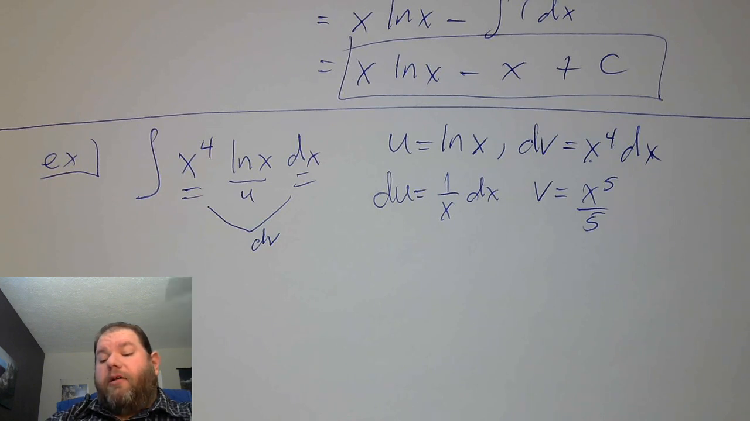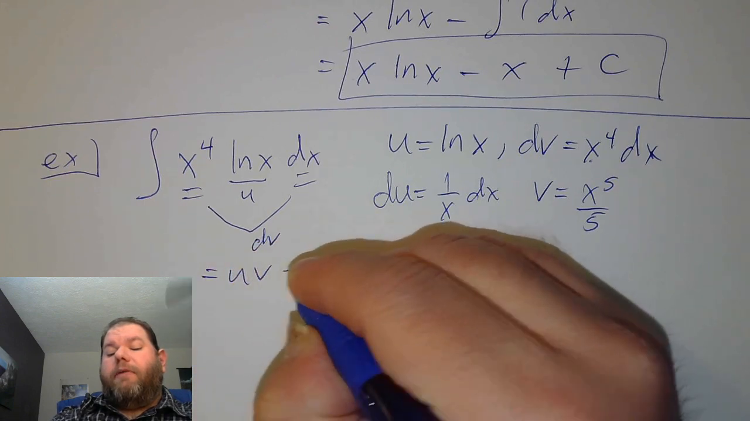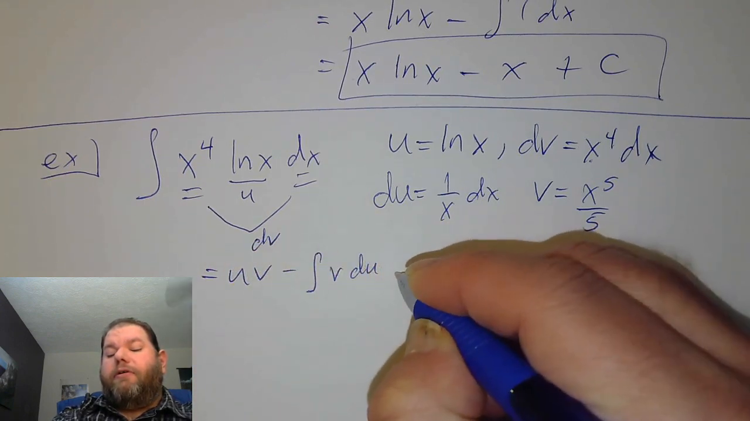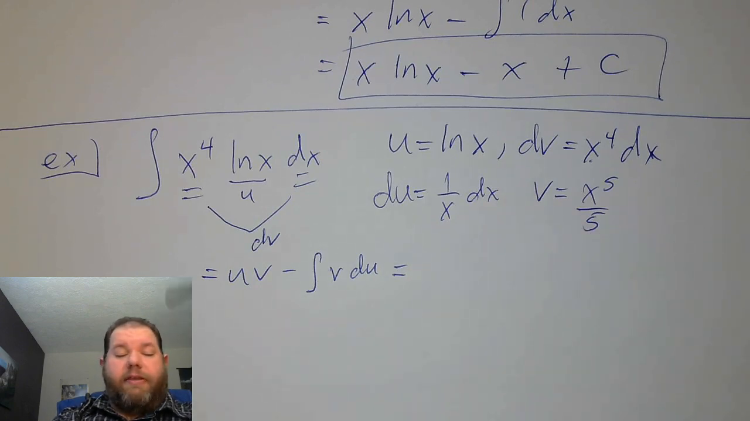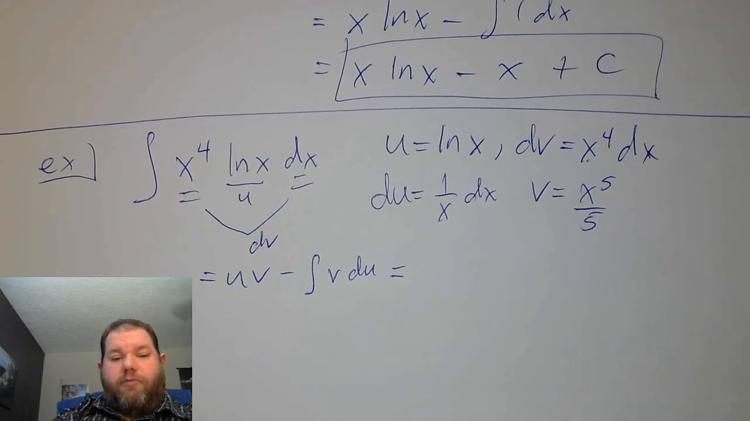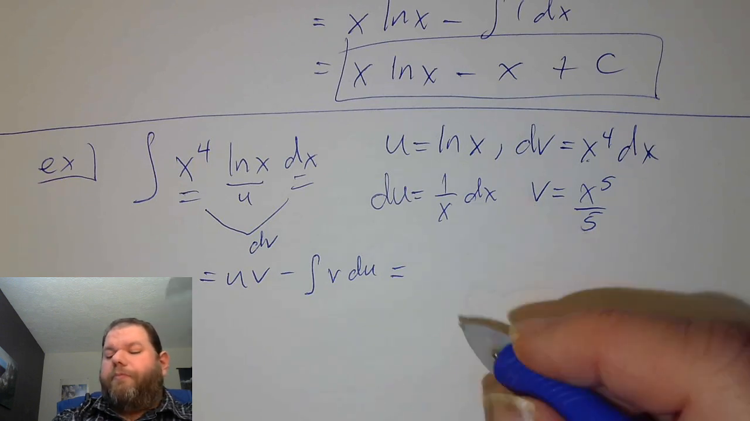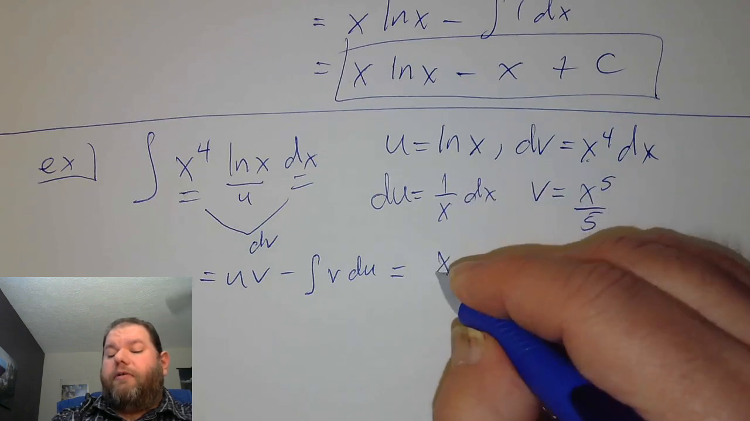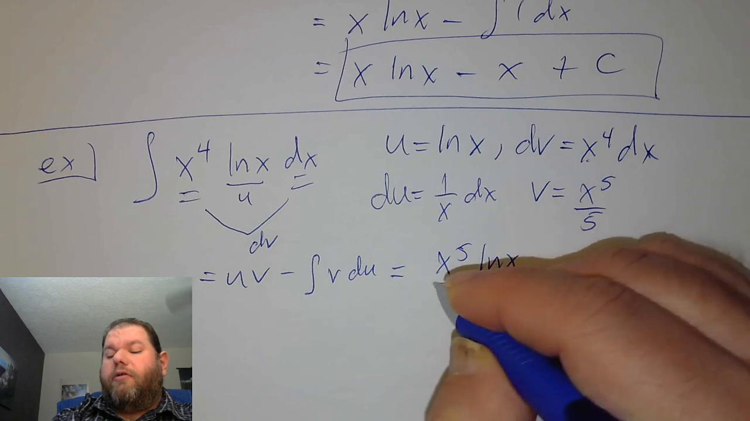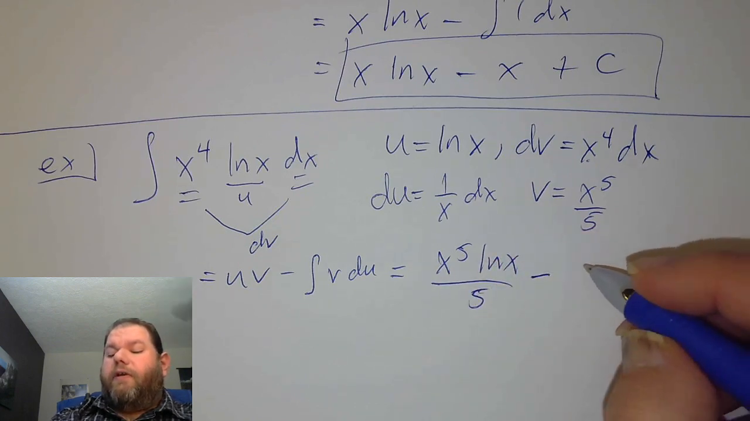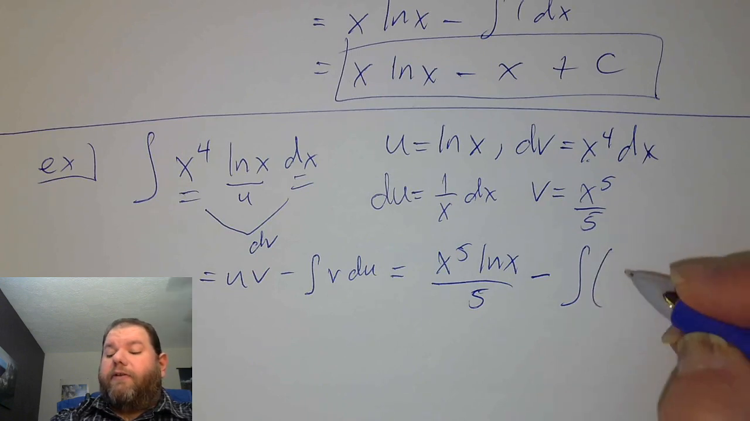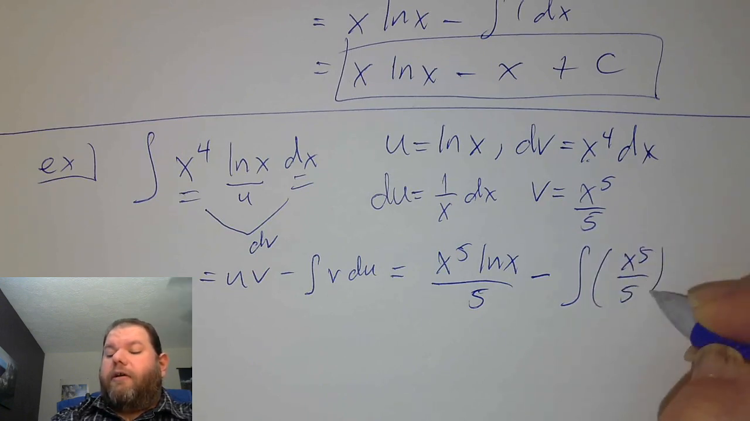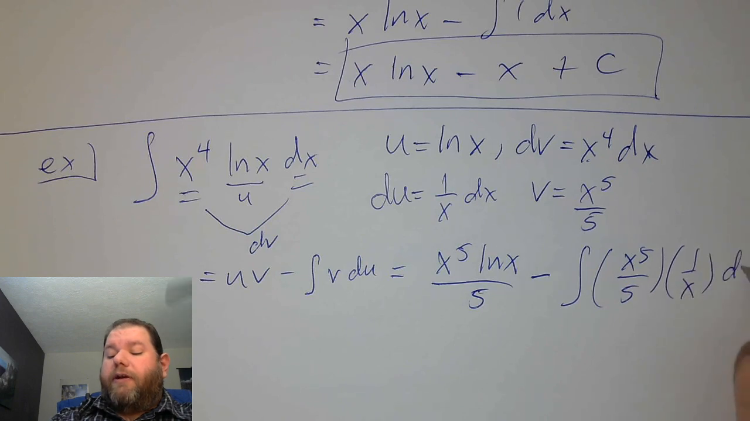From here, let's go ahead and plug that into our integration by parts formula. So we have u times v minus the integral of v times du. And again, you'll need to memorize that. By the time you work through this homework set, you'll probably have that down pretty well. u times v would be natural log of x times x to the 5th over 5. Minus the integral of v times du, which is x to the 5th over 5 times 1 over x times dx.